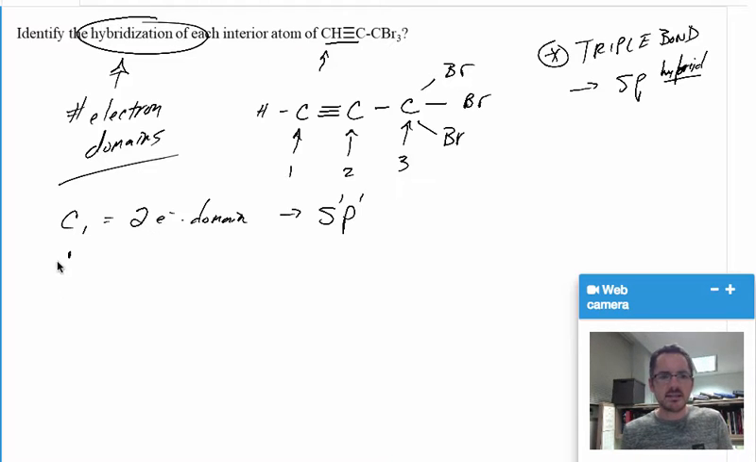If I look at my carbon 2, again, that carbon 2 has that triple bond to it. And I have 2 domains. I have the triple bond domain, and I have that single bond domain with the other carbon. So again, I have my sp orbital.